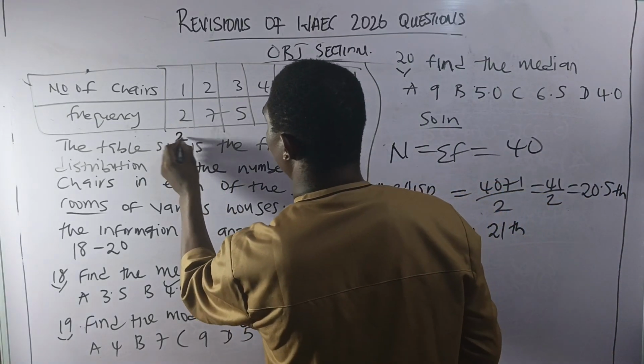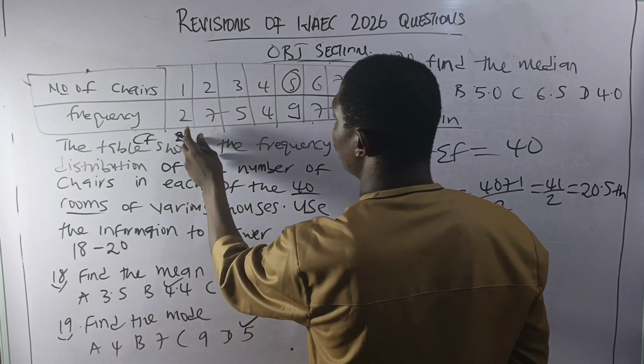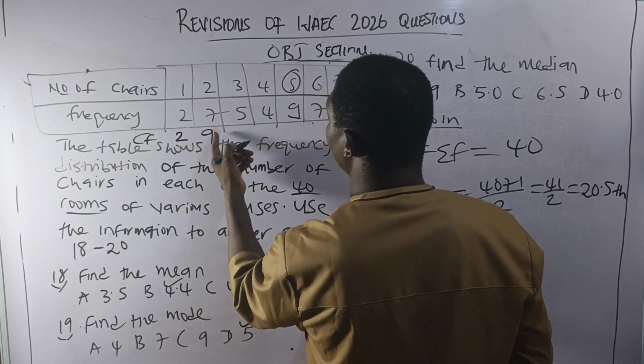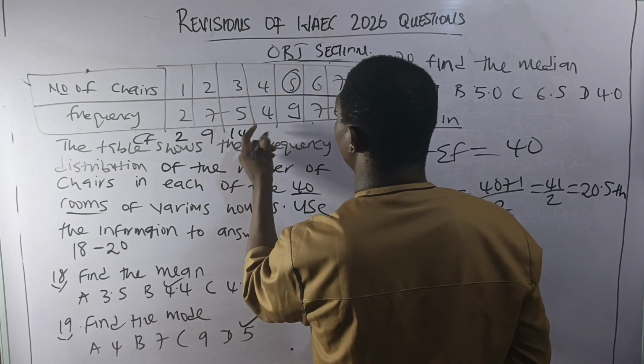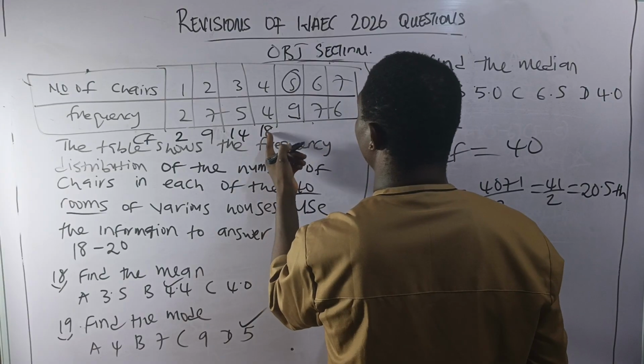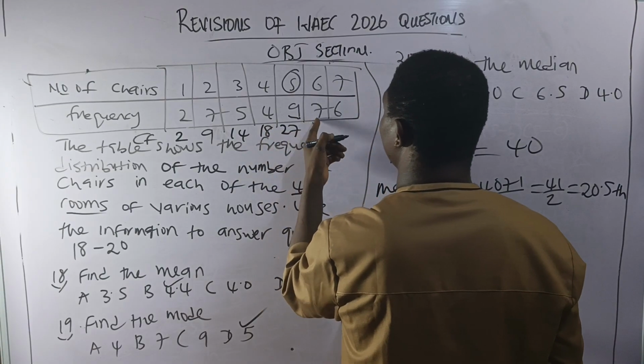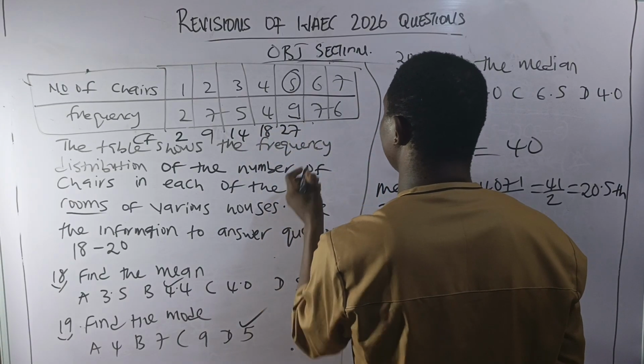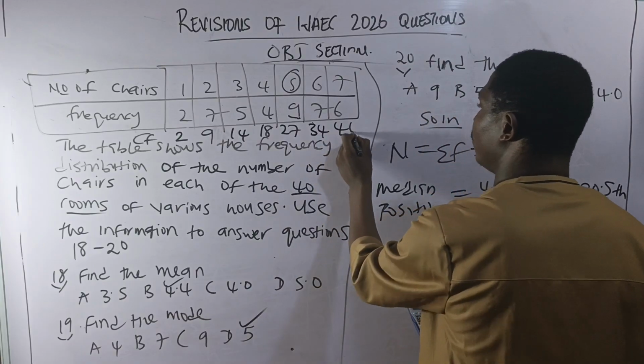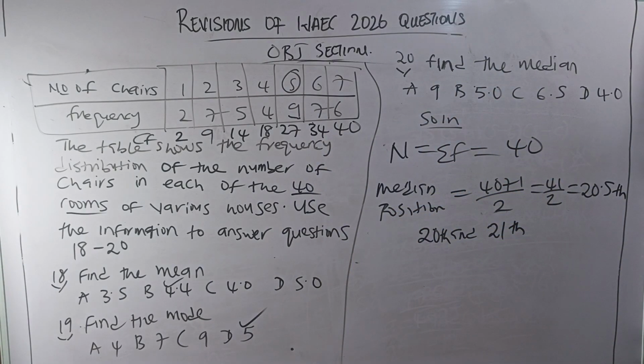So this remains 2 for cumulative frequency. 2 plus 7 will give me 9. Plus this will give me 10, 14. Plus this will give me 18. 18 plus this 20, 27. 27 plus this 27, 30, 34. And this will give me what? 40. So the 20th position is what we are looking for.